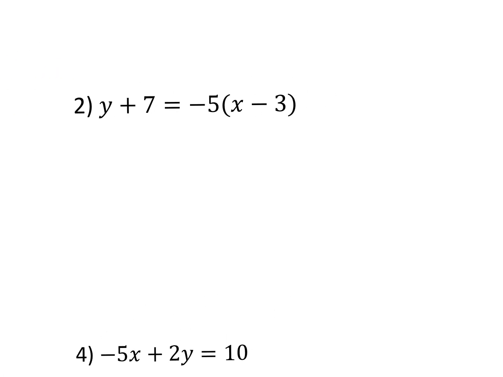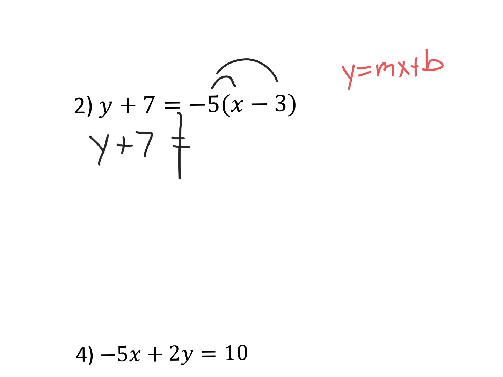All right, looks like about the same approach. Let's get our goal. y equals mx plus b. Awesome. So again, I think the best thing to do would be to get rid of the parentheses. Let's distribute that -5 first. So we'll keep the y plus 7 in play here.